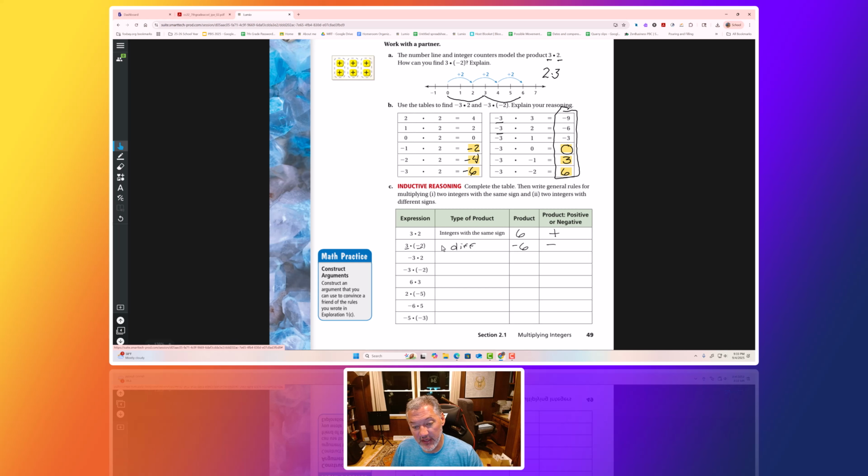For negative 3 times 2, again, it's different. One is a negative, one is a positive, and that equals negative 6. And that's a negative answer. If I have a negative times a negative, they're the same, and 3 times 2 is 6. So this is a positive answer. 6 times 3 is the same. They're both positives, right? So the answer is going to be 18, and this is also a positive answer.